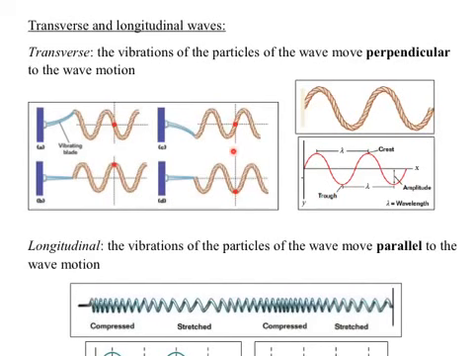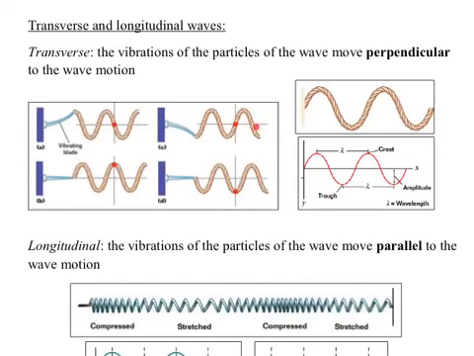The wave's motion is this way. But the particle, this point on the wave, right here, or here, or here, or here, is only moving up and down. So the motion of the particle is up and down, the motion of the wave is left to right, and therefore they are perpendicular to one another.